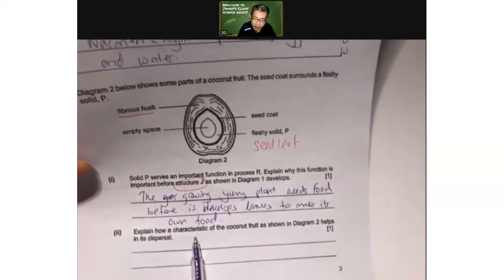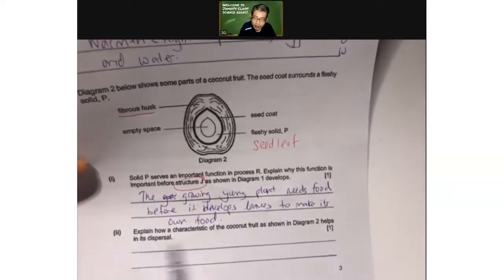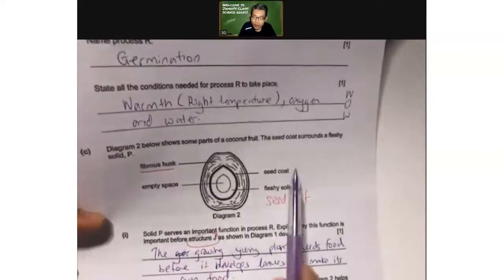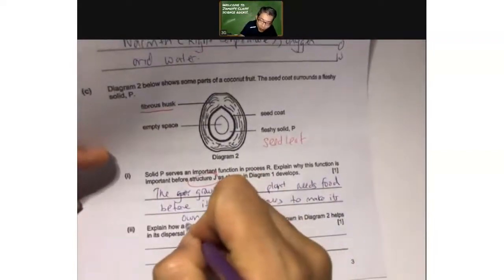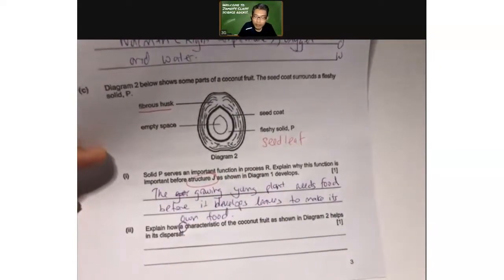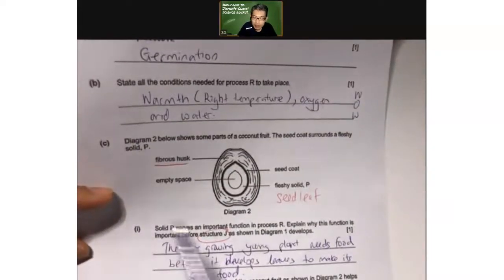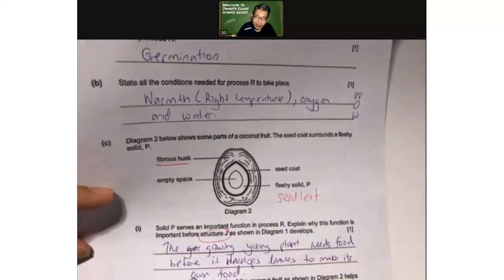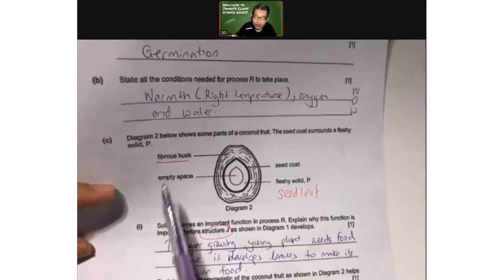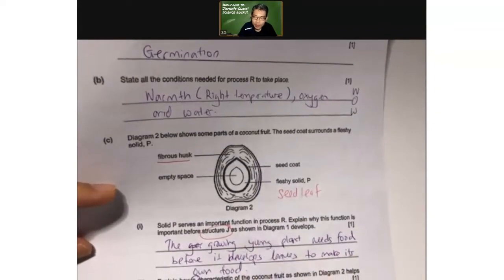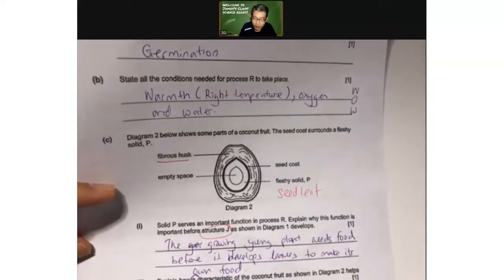Explain how a characteristic of the coconut fruit helps with the dispersal. So they just want one characteristic, okay? But they actually give you two possible answers. Empty space means it contains air and that helps it to float. Or fibrous husk traps air and helps it to float. So we can talk about this.